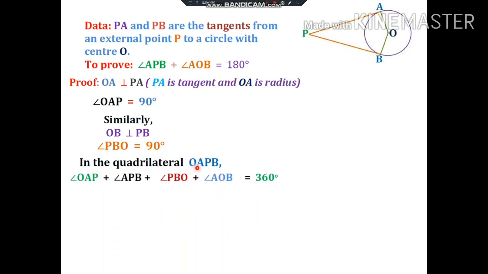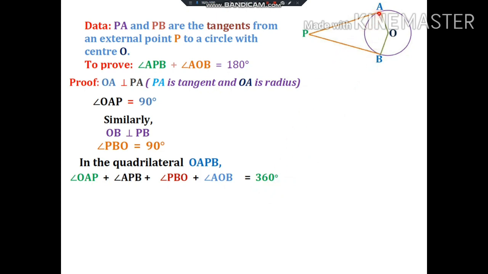In quadrilateral OAPB, angle OAP, that means angle A, and APB, that means angle P, and PBO, that means angle B, and AOB, that is angle O, is equal to 180 degree. In this, you know two angles A and B.